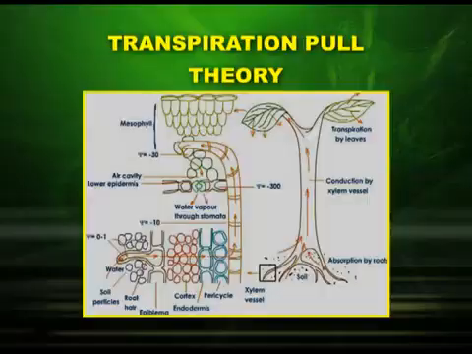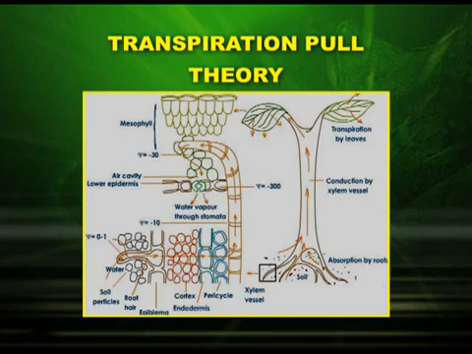The following diagram very well explains the transpiration pull theory. If you look at the picture, you can see the absorption and correspondingly the transpiration. So, transpiration helps in the absorption of water into the root. In the diagram, you can see the water absorbed by the root hairs and moving up into the mesophyll of the leaves. So, transpiration by leaves helps in the absorption by roots.